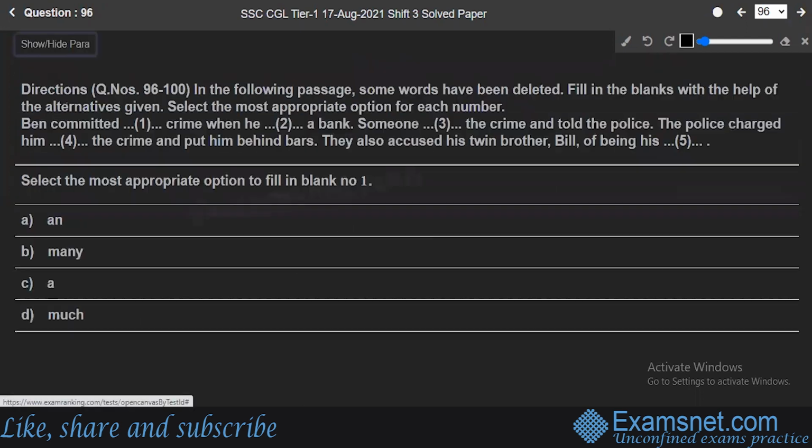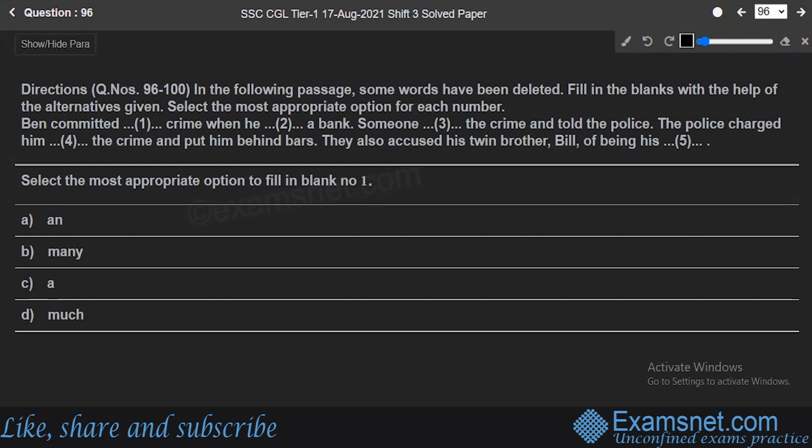So here you are given a paragraph. You have to look at the paragraph and fill in the blanks. All the papers, question number 96, are going to have these five blanks. So this is simply like you have to fill in the prepositions and the conjunctions and all that. So this is pretty easy, 5 marks for you. Let's read it out. Directions for questions 96 to 100: In the following passage, some words have been deleted. You have to fill in the blanks by using the alternatives given and select the most appropriate option for each number. Let's read the first one.